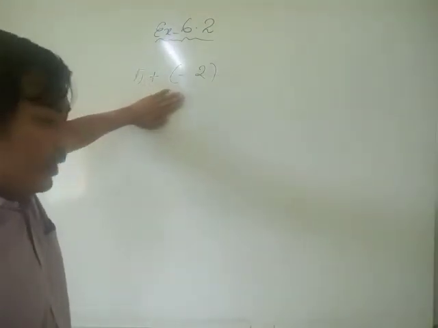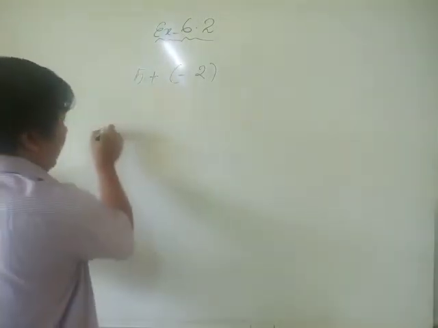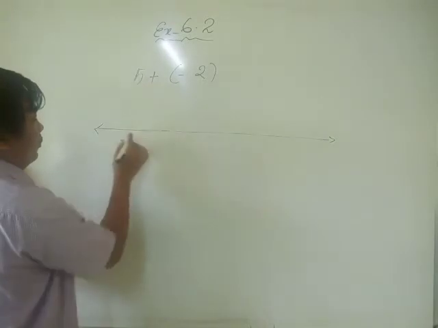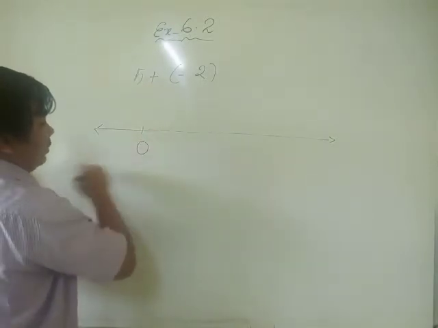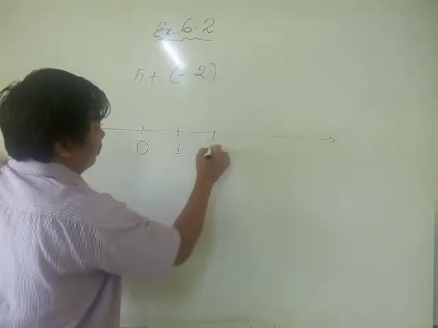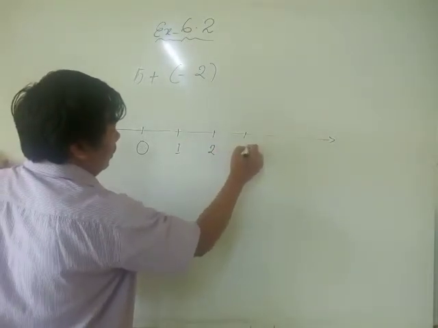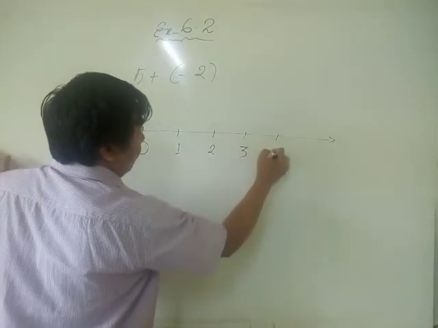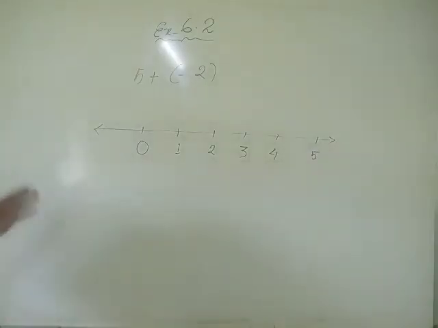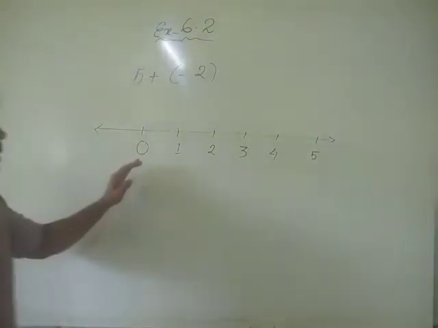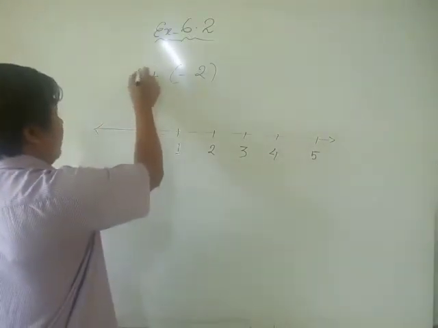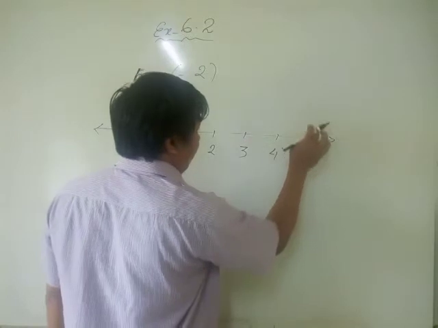Before this, how can we represent them on a number line? Let us draw a number line like this. We have to take up to 5. Let us start from 0, 1, 2, 3, 4, 5. So 1, 2, 3, 4, 5 are there. Where is 5? 5 is here.